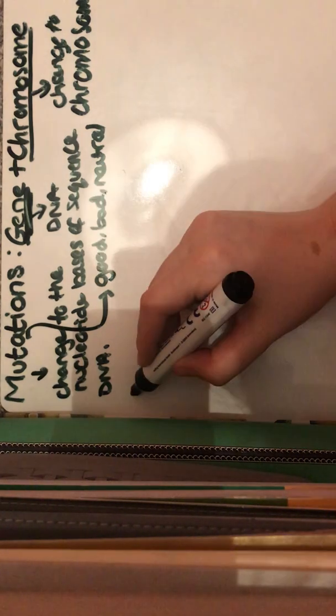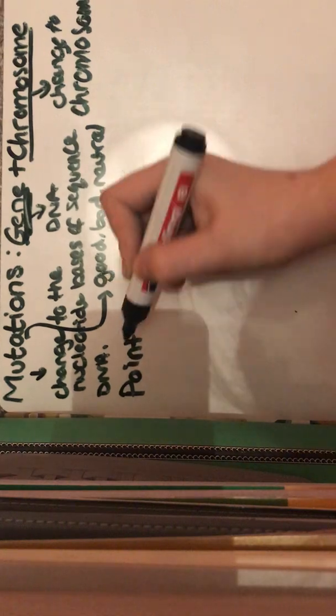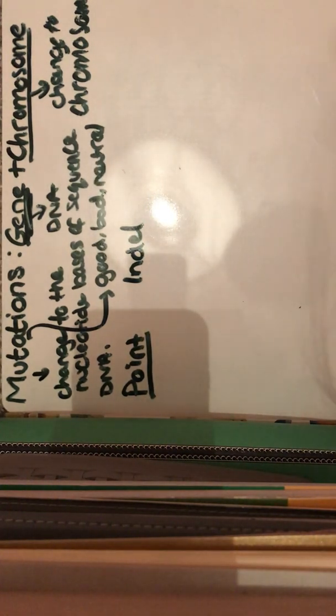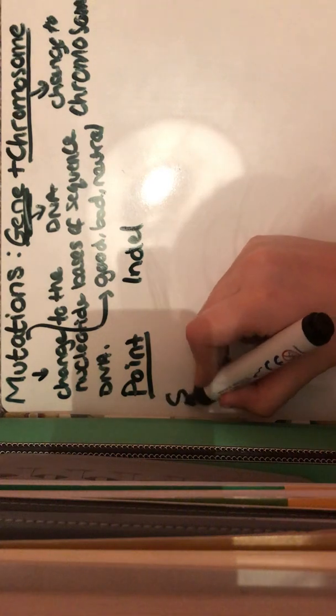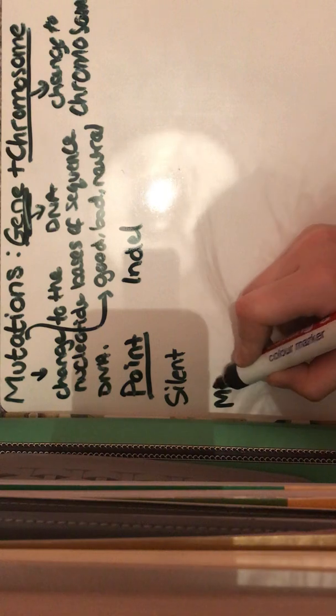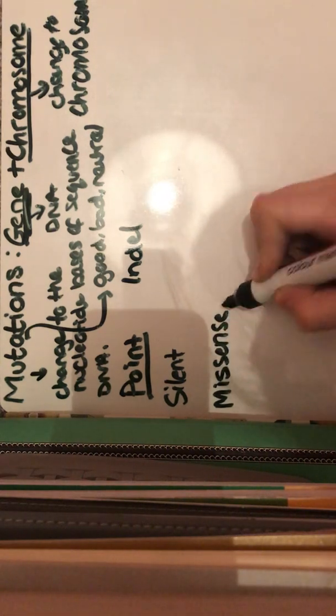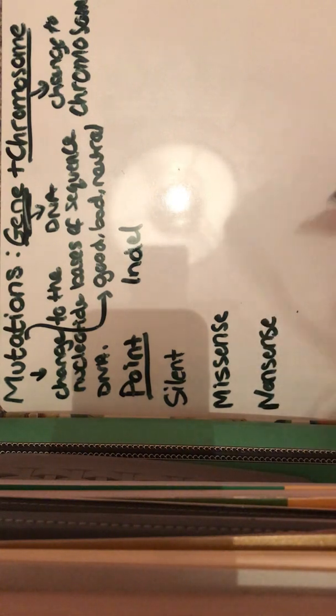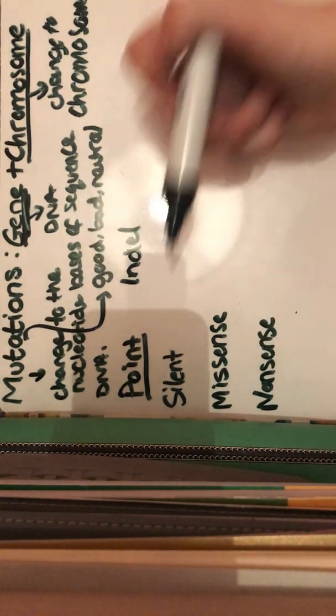If we're going to look at gene mutations first, then we have two different types of gene mutation. We have point mutations, and then we have indel mutations. For point mutations, there are three different types that I'm going to look at. We have silent mutations, missense mutations, and nonsense mutations, and these are all point mutations.